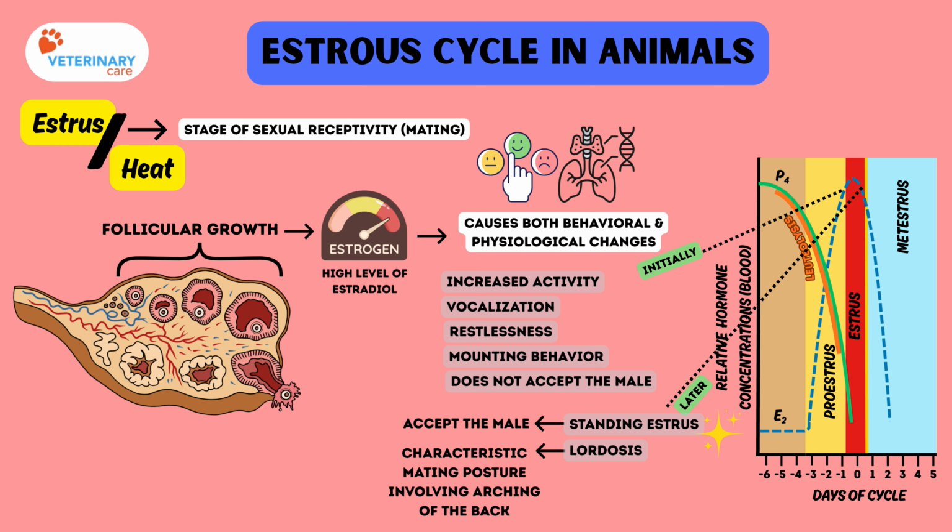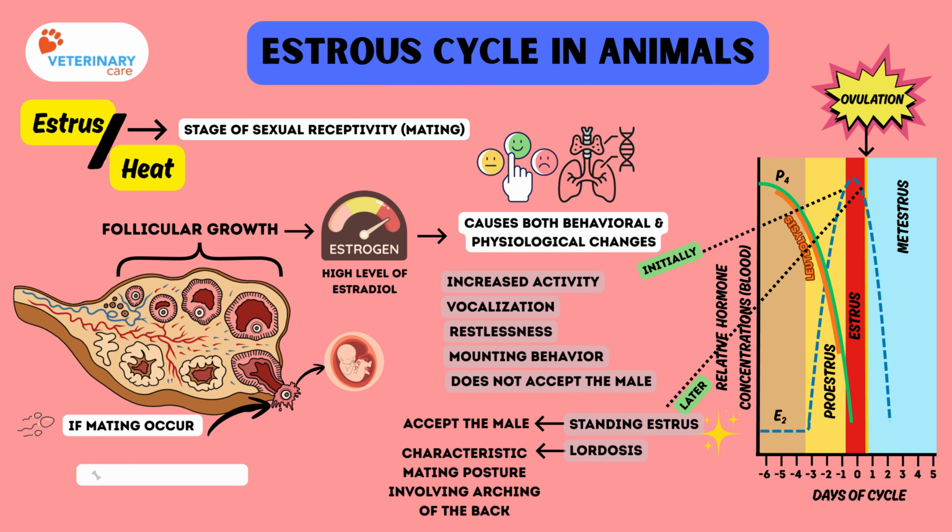The duration of estrus varies widely among species and individuals. Ovulation occurs near the end of estrus. If mating and fertilization occur, sperm fertilizes the ovulated oocyte. If mating does not occur, ovulation may still take place in spontaneous ovulators, but pregnancy will not occur. On the graph, estrus is marked by a sharp peak in estradiol and the lowest progesterone levels.